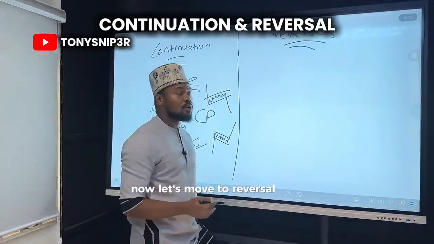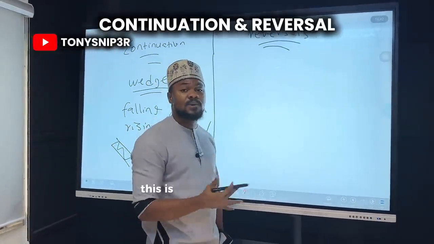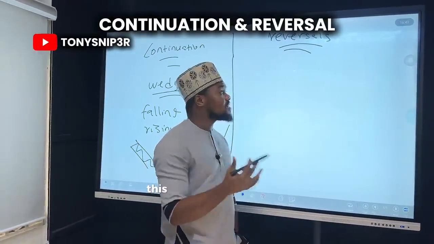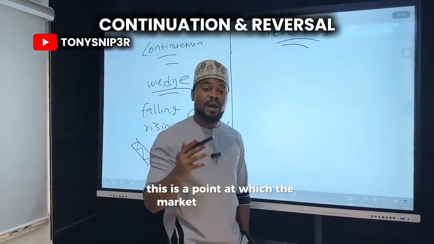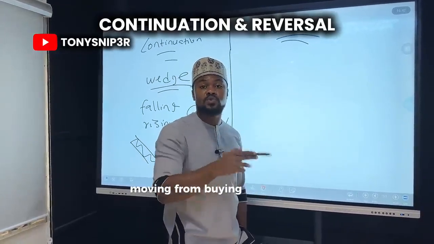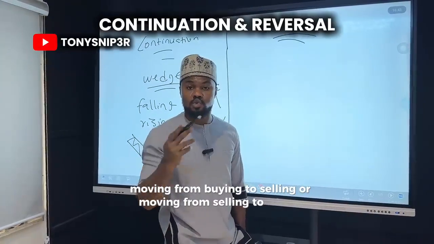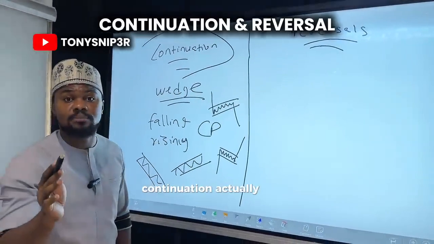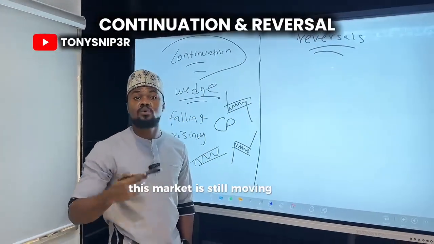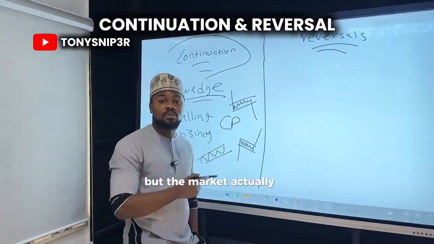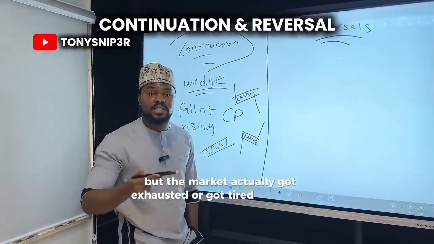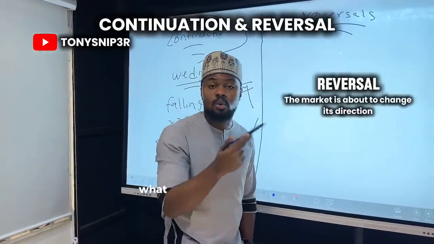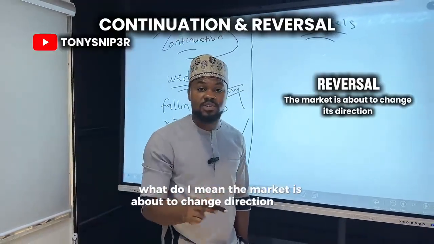Now, let's move to reversal. When we talk about reversal, this is the point at which the market is changing direction. This is the point at which the market is moving from buying to selling or moving from selling to buying. Remember, continuation means this market is still moving in that direction, but the market got exhausted or tired along the line. When we talk about reversal, what do I mean? The market is about to change direction totally.